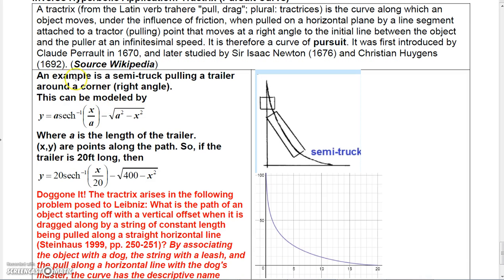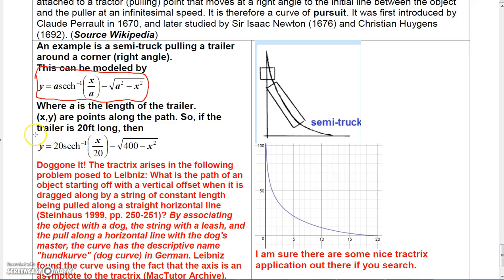Okay, so an example of this would be a semi pulling a trailer around a corner at a right angle. Well, this curve here would be the curve that the trailer would make as we followed the path. So this is my beautiful rendition of a semi-trailer. So this is the curve we would get, and you can model that curve by this formula, where A is the length of the trailer and X and Y are points along the path. So if the trailer was 20 feet long, then basically you would get a curve like this.